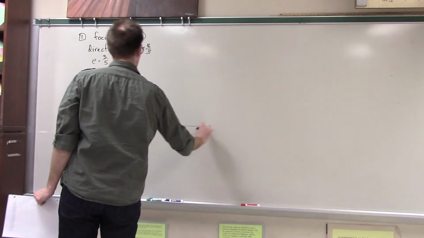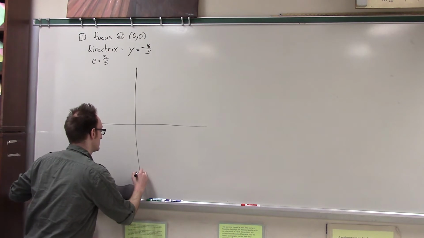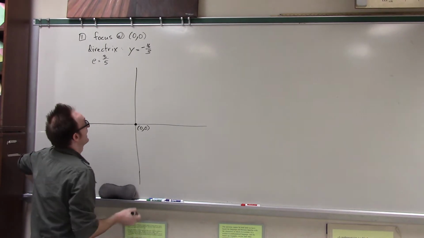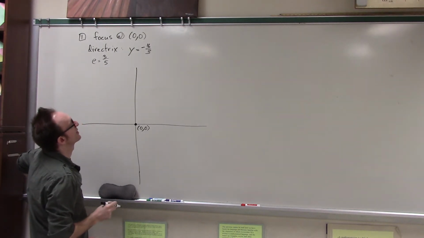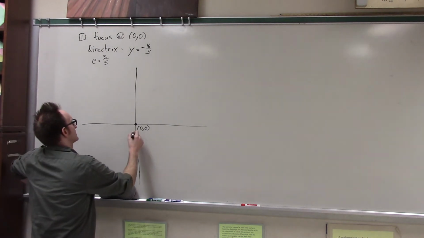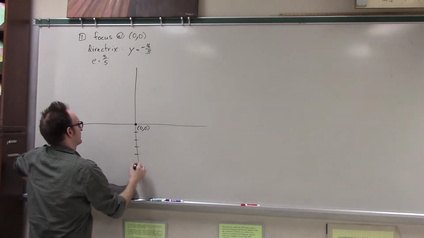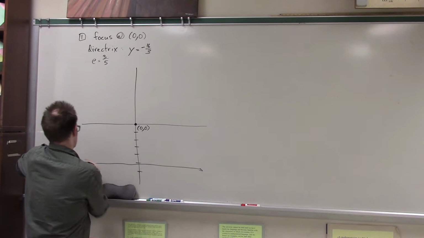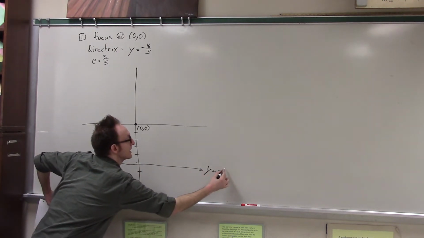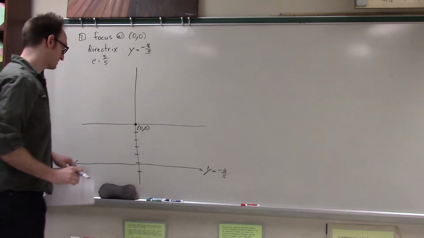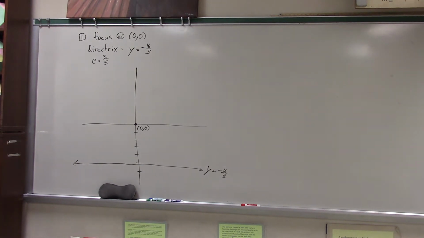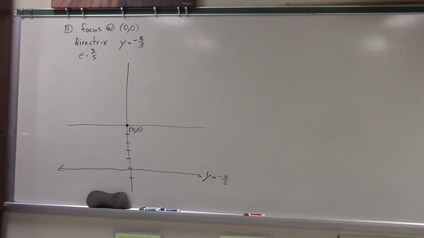So making a picture, we see that the focus is at the origin, so there we are at the origin, that's the focus, and the directrix is y equals negative 16/3, so that's like negative 5 1/3. So let's go down 2, 3, 4, 5, 6, so there is the line y equals negative 16/3. And if the eccentricity is 3/5, since the eccentricity is less than 1, that is going to be an ellipse.